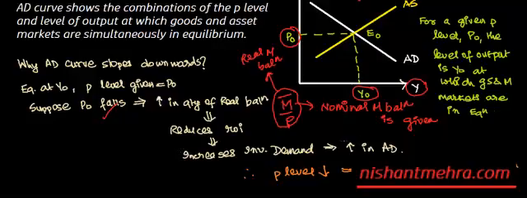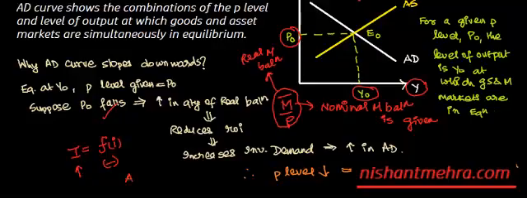Just think about it only in this way. When real money balances increase, the LM curve will shift out, and the LM curve shifting out means the interest rate will fall. When the interest rate is falling, you know the relationship between interest rate and investment demand. Investment demand is a function of the interest rate. In fact, it is a negative function of the interest rate. So an increase in real balances will reduce the rate of interest, and a reduced rate of interest will increase the investment demand.